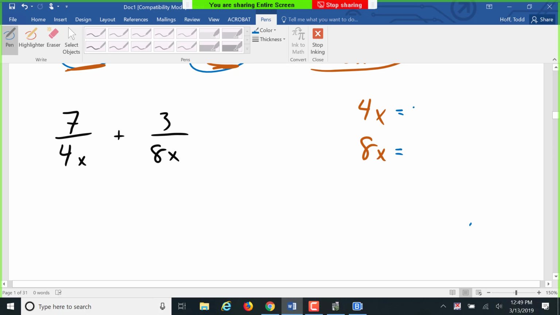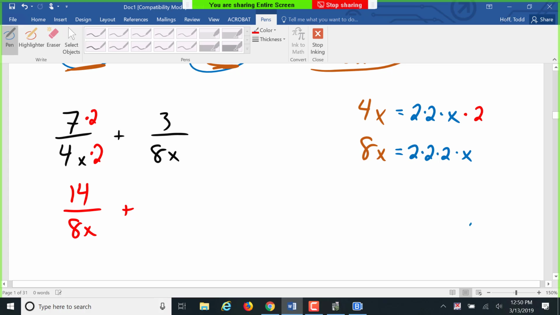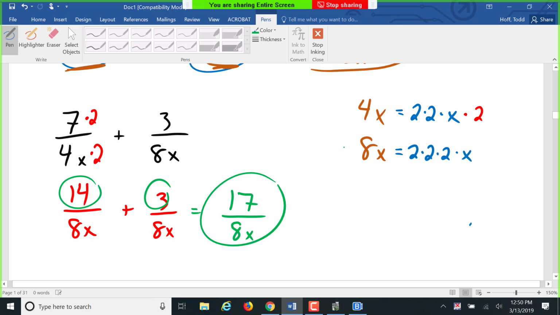If I factor 4x, I get 2 times 2 times x. If I factor 8x, I get 2 times 2 times 2 times x. So what I need to make those the same is I need to multiply that 4x by another 2. Then they'll be identically the same, won't they? So I'm going to multiply this fraction by 2 on top and bottom. So instead of 7 over 4x, it's 14 over 8x. Now I have common denominators. I'm just going to do 14 plus 3 is 17 over 8x. Perfect.